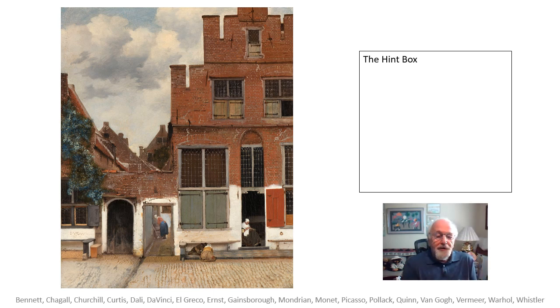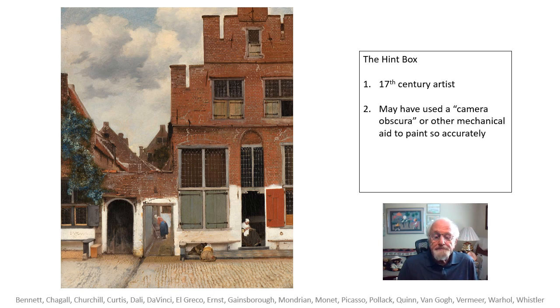Okay, look closely at this one because the painting itself gives you some very good clues to its author. The painter was a 17th century artist, although to my eye this looks a little more modern. Many think that this artist may have used a camera obscura technique or some other mechanical aid because of the accuracy of his paintings, particularly this one.